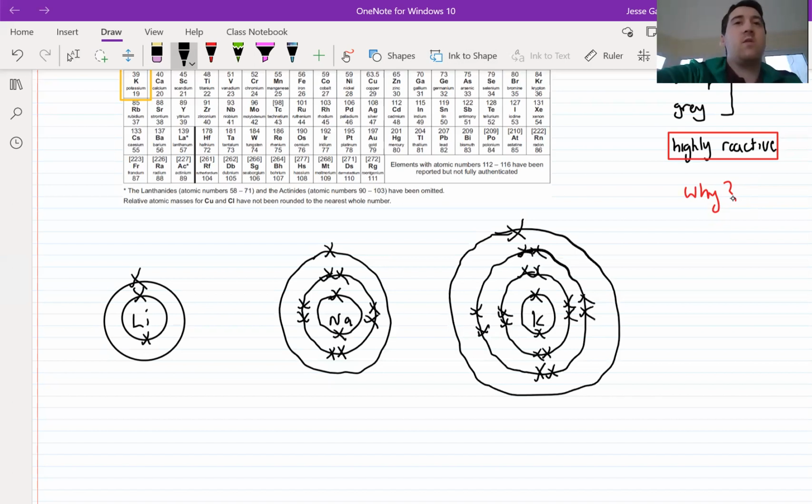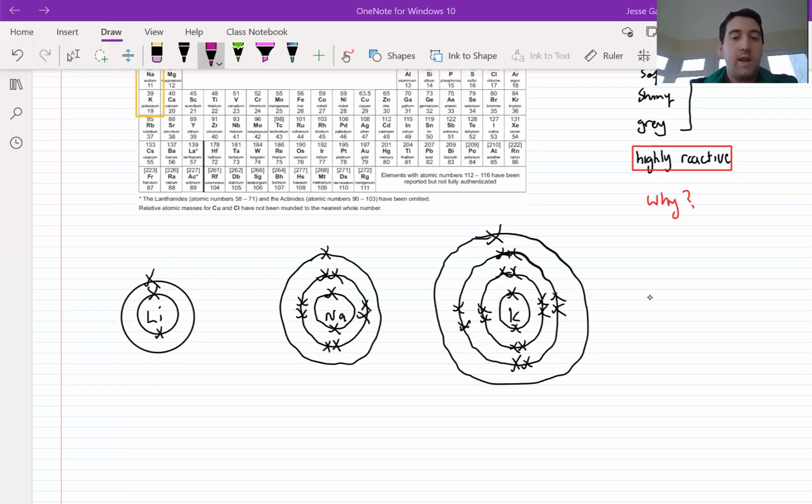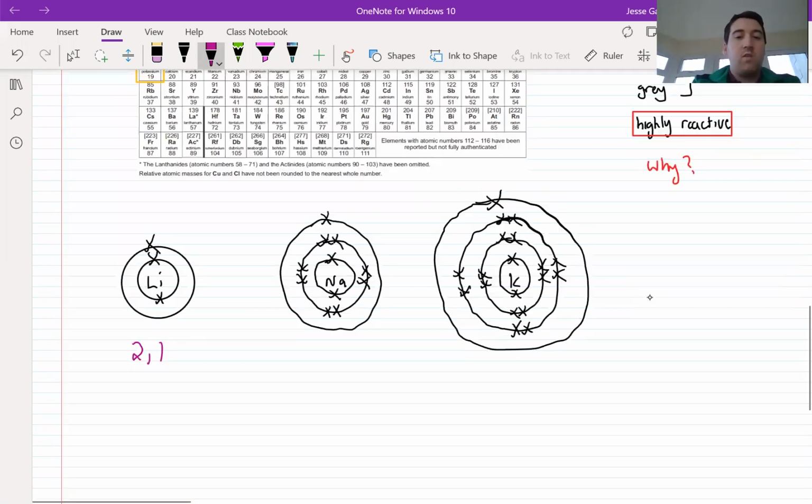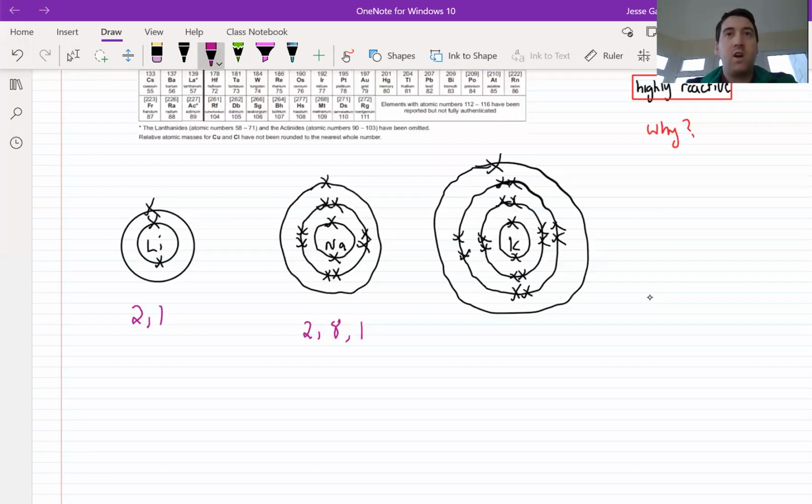What I want you to do now is pause the video and write down underneath each one the electronic configuration of each one. Do that now. Okay, so the electronic configuration of lithium is going to be 2, 1. Well done if you wrote that. Electronic configuration of sodium is going to be 2, 8, 1. The electronic configuration of potassium is going to be 2, 8, 8, 1.